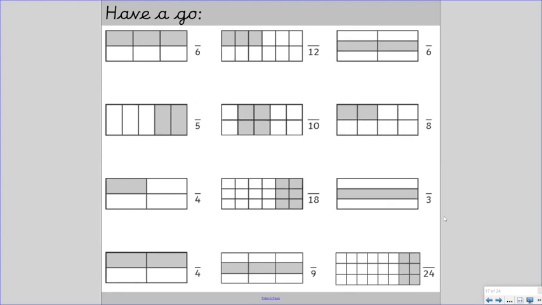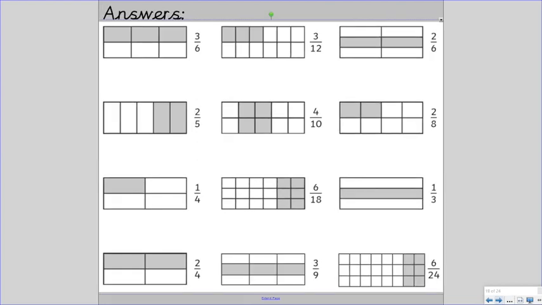Okay, how did you get on? Let's have a look. So first of all, these are your fractions. Okay, so 3/6 of that first shape, 3/12, 2/6, and so on. So first of all, mark down whether you got the right fraction first. So let's see now whether you managed to match them up correctly.